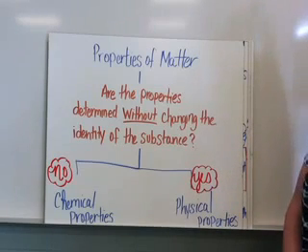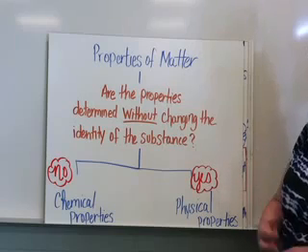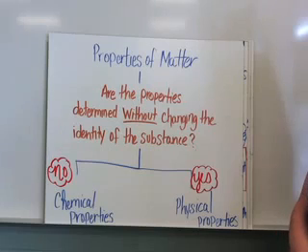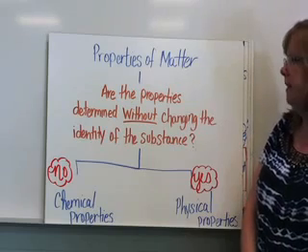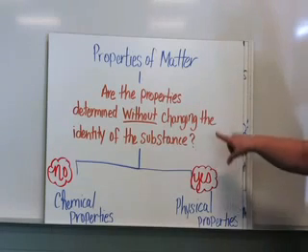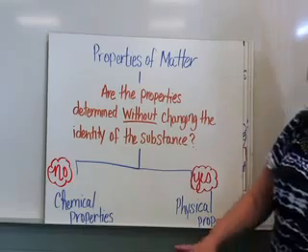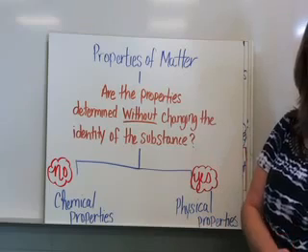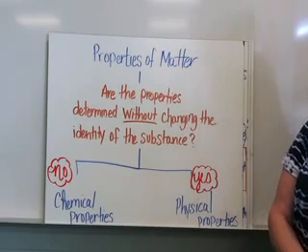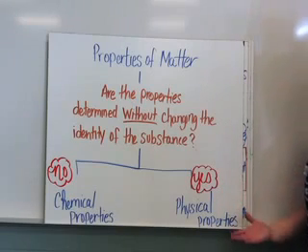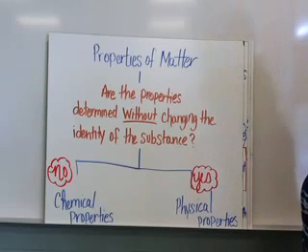The way that I tell if it's a chemical or a physical property is that I ask this question: are the properties determined without changing the identity of the substance? If you say yes, the property can be determined and I'm not changing the composition of my matter, what it is made of, its identity stays the same, then that is a physical property. And we're going to look at some examples of this.